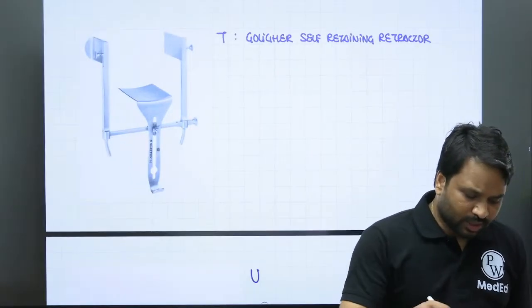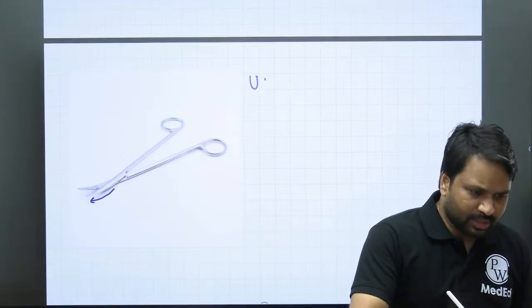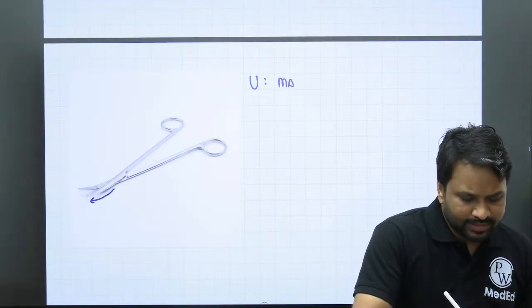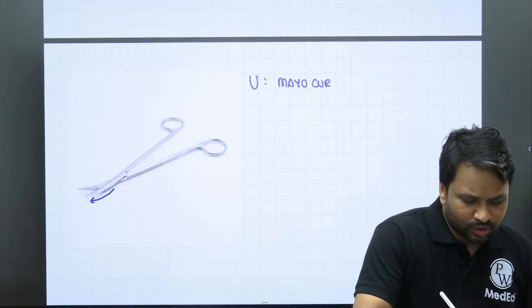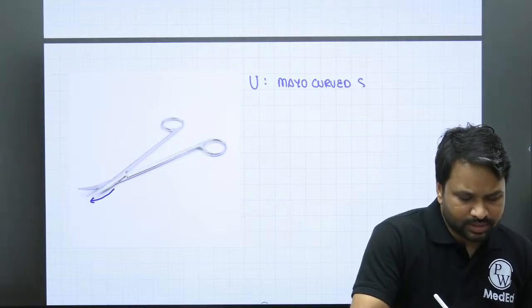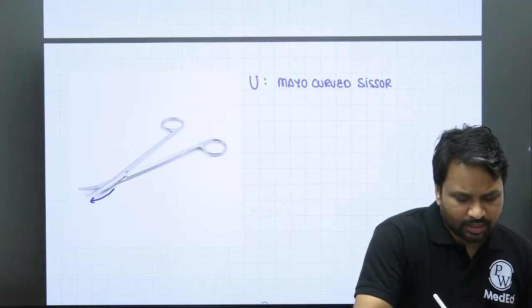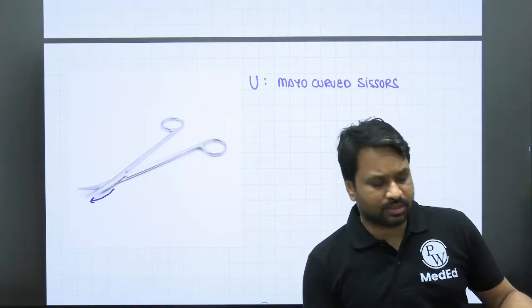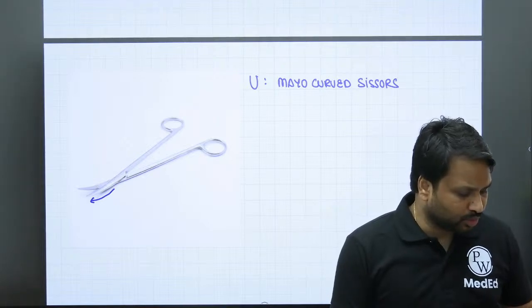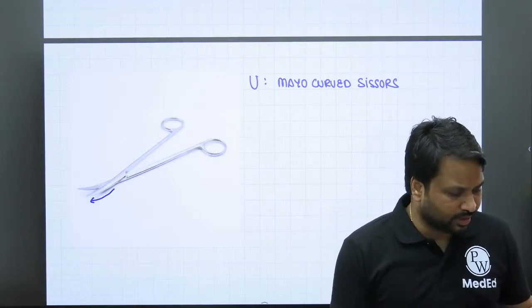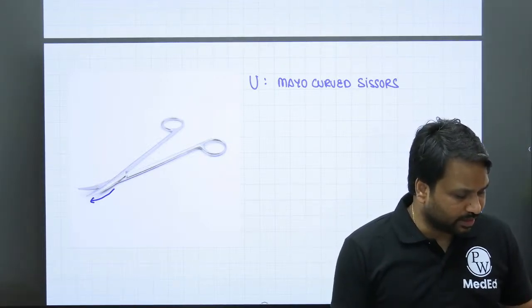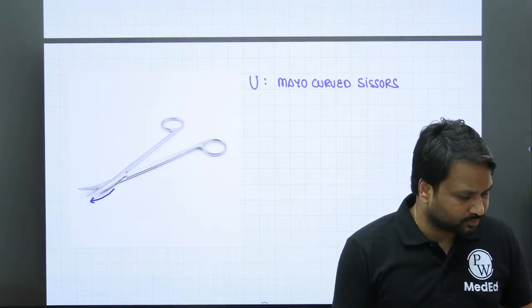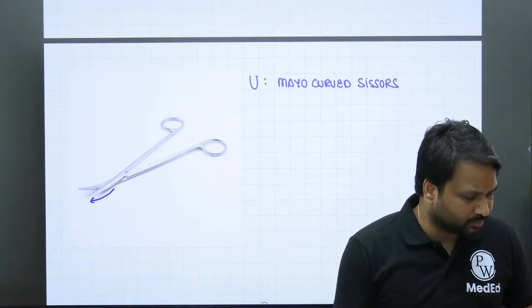The last one that you have is your curved scissors, and these are what we call the Mayo curved scissors. These are actually tissue cutting scissors. Clear? Is everybody clear with this? Quick feedback.